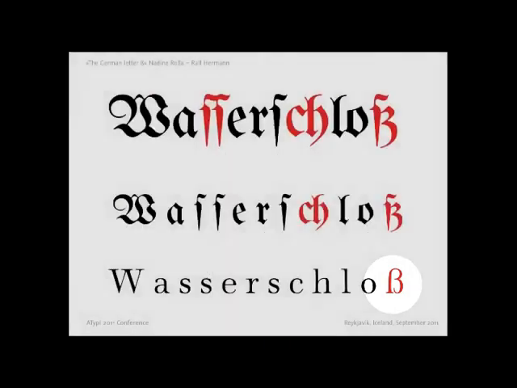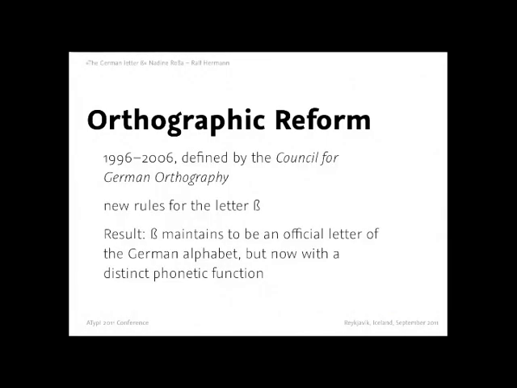Recently there was an orthographic reform in Germany which also affected the use of the Eszett character. Words which used an Eszett before don't use it anymore, but for the remaining words the purpose of using the Eszett character was even stressed because now the Eszett finally got a distinct phonetic function. So today we can say the evolution of the Eszett from probably a ligature at some point to a full letter of the German alphabet, this evolution is now finally complete.